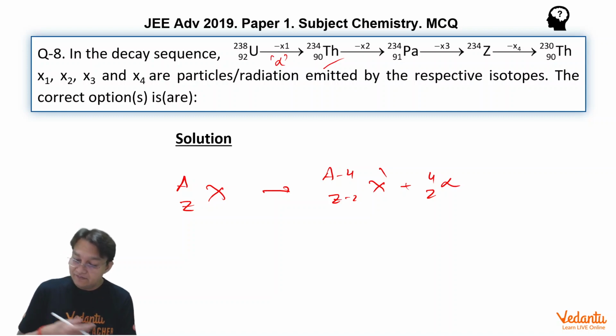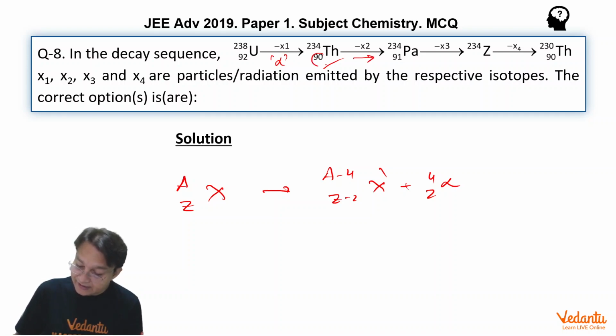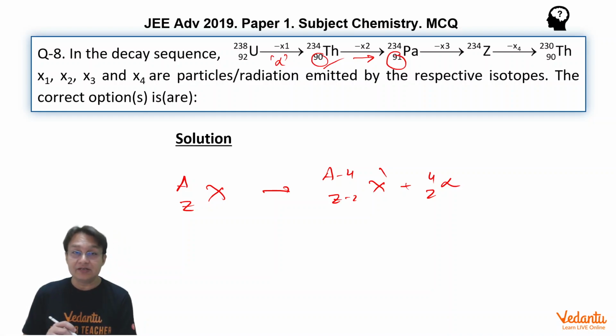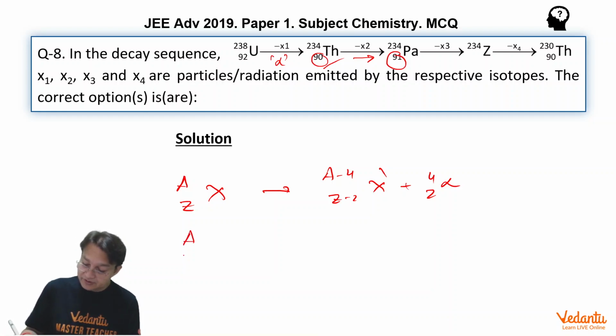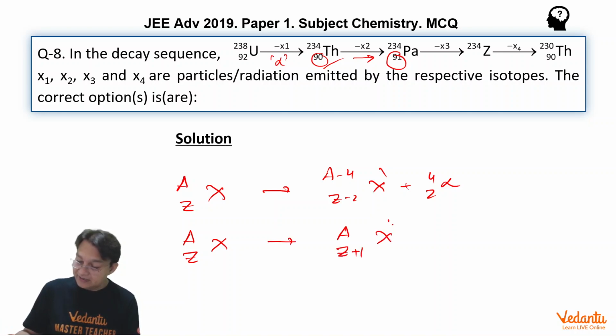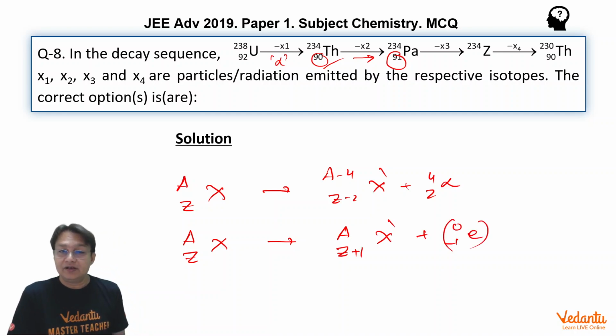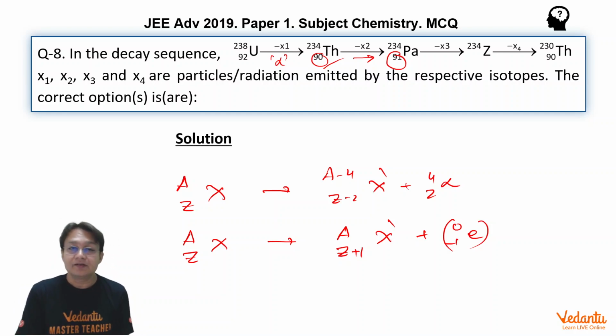In the next decay, 234 to 234, what is X2? Here we can see that 90 is changing into 91. This must be a beta decay, because beta decay is represented like A Z X changing into A Z plus 1 X dash plus minus 1 0 electron. As you know, beta decay is related to the removal of an electron from the nucleus. So definitely this X2 must be a beta particle.